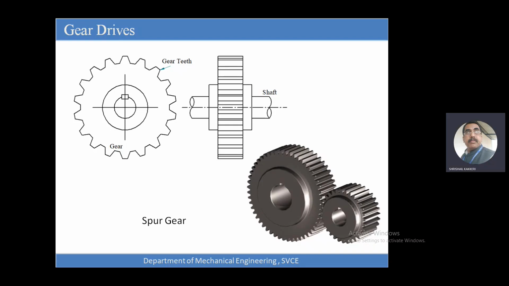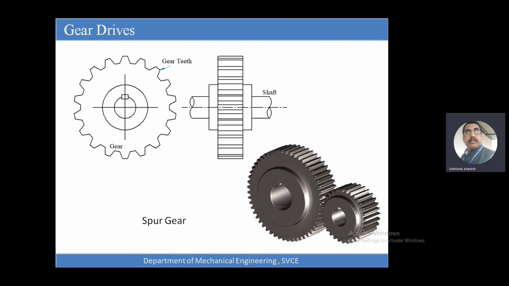These spur gears will have their teeth axis and the axis of the shaft both parallel. And these gears will be used where power is to be transmitted between two shafts that are parallel to each other. These gears make a lot of sound, so they are not preferred for heavy transmission at high speed.